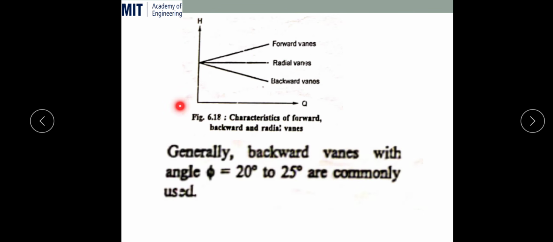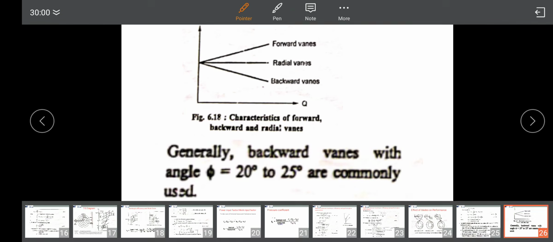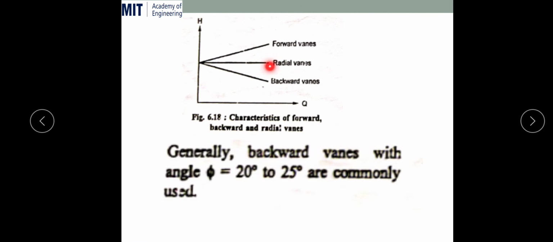Due to this constant c, we have to take this curve above the center, or we can say from 0 on the y axis at some height. If c is equal to 0, then the straight line starts directly from this particular point, but the origin gets shifted over here due to the constant c. And we can see for the forward vane, as Q increases, H also increases. For radial vanes there is no change, and for the backward vanes it is decreasing.